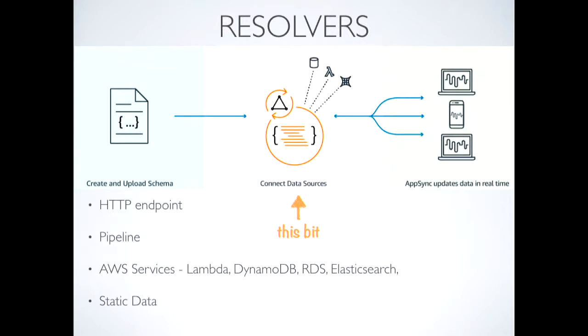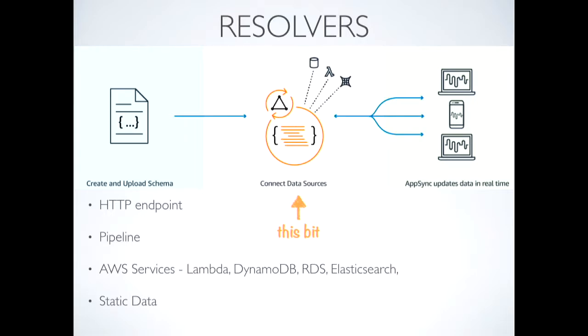So how does this work in AppSync? So that schema, the documentation that I showed you, that's the GraphQL schema. You put that in AppSync and then you have to connect that to what we call resolvers. So resolvers is where the data is actually fetched from.